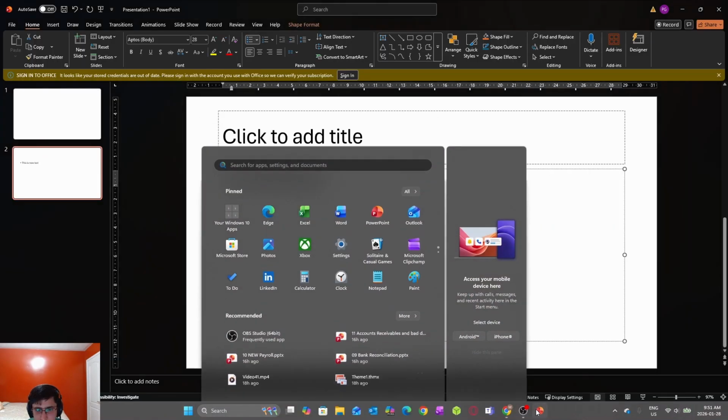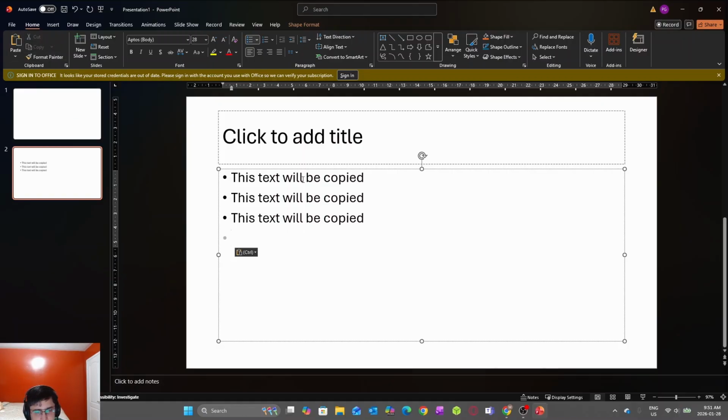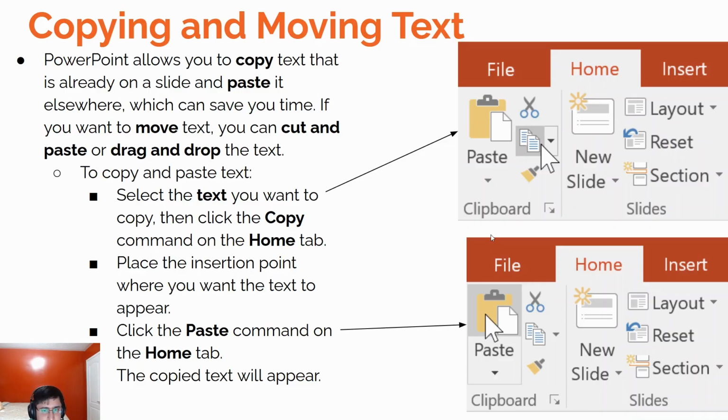So again, a little example here. This text will be copied, so let's just copy this. So Control-C, or for the sake of representation, let's click on the copy button. We'll enter a new line and click Paste. Alternatively, again, we can press Control-V and it will do the same thing.